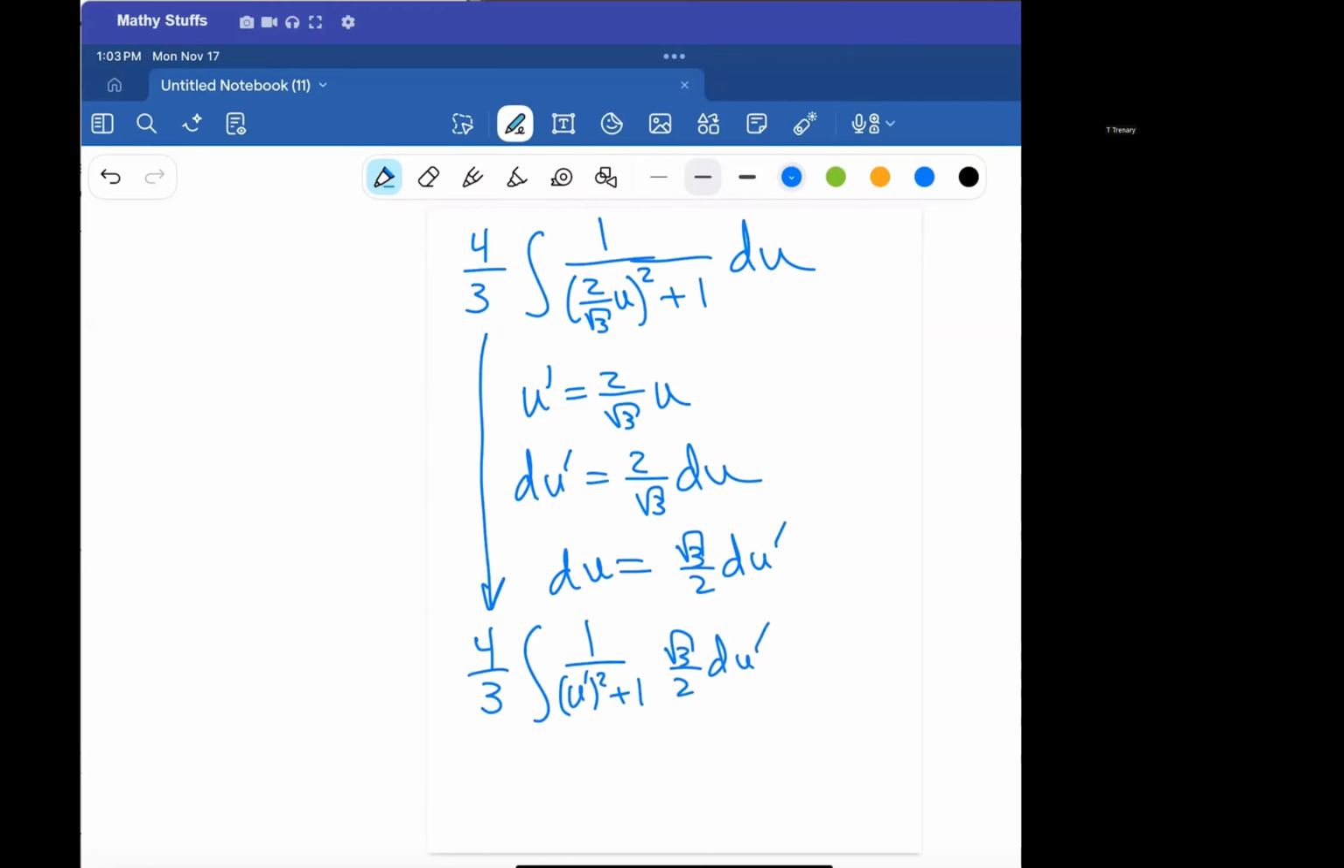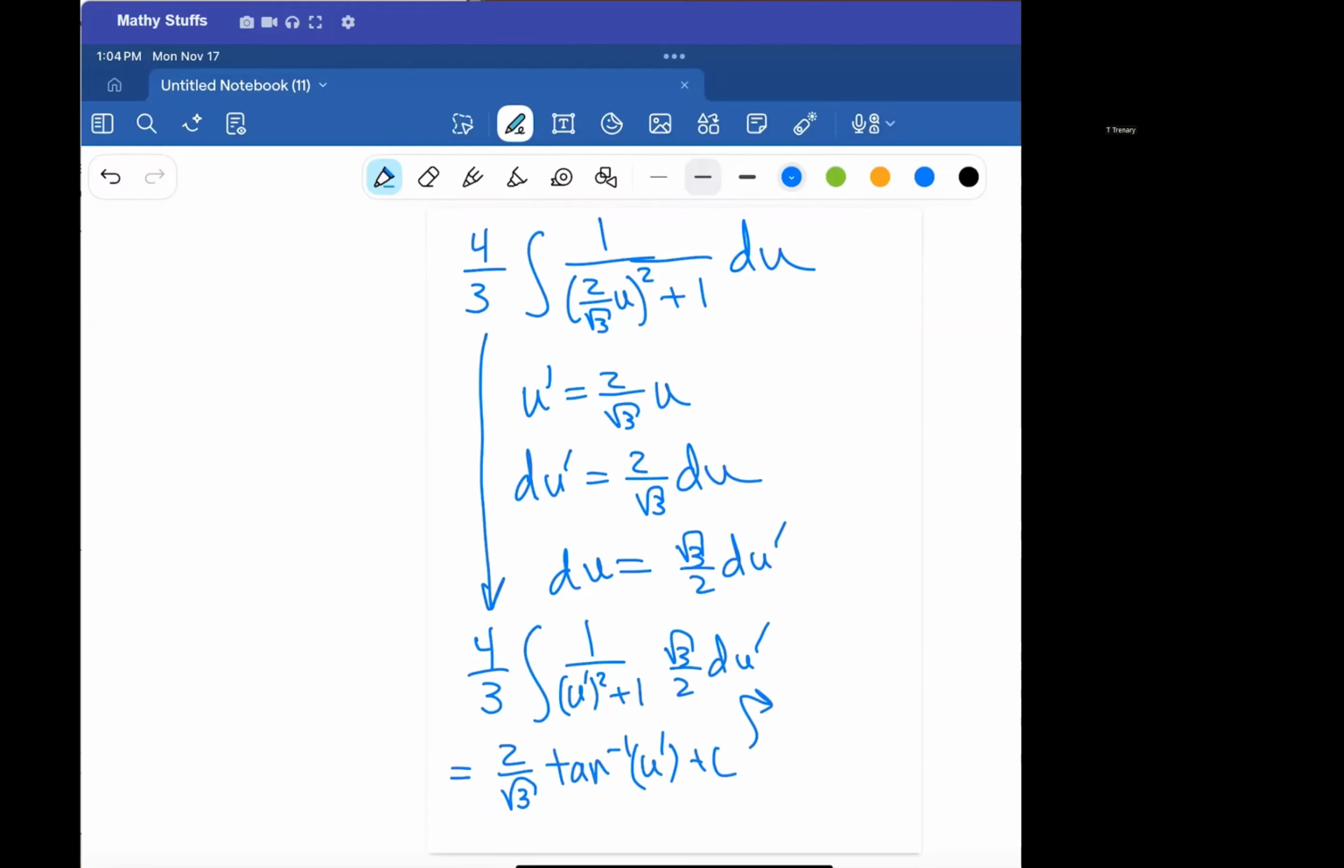This now is that arctan form, so this is 4 thirds. And then we got this, let's combine the root 3 over 2 and the 4 thirds. And what we're going to get out of that is 2 over root 3. You should check that out. I think that's 100% right. Arctan of u prime plus c, and now we're going to do all our back substitutions.